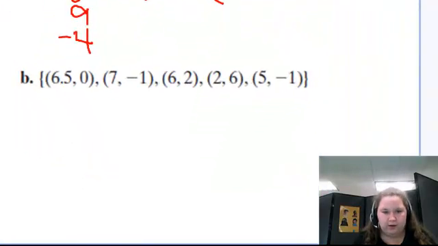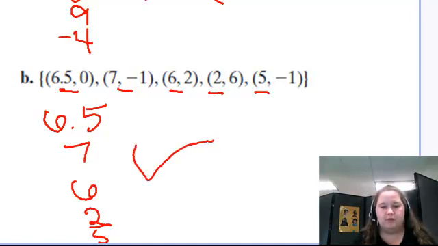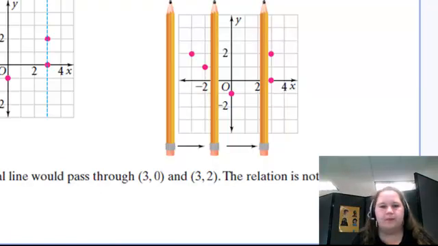Alright. Over here we have 6, 5, 7, 6, 2, and 5. Did I repeat anything? No. All those domain numbers are separate from each other. They're not sharing a range. So this one will be a function. And that's a really sorry check mark. Sorry, guys. And let's go to the next page.